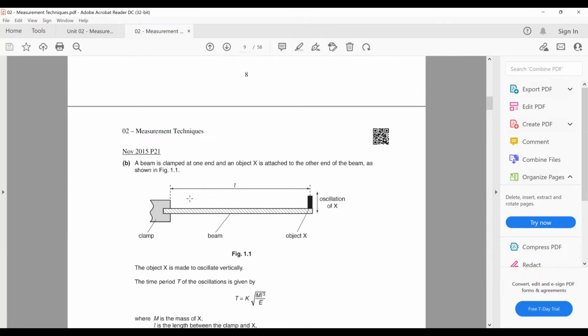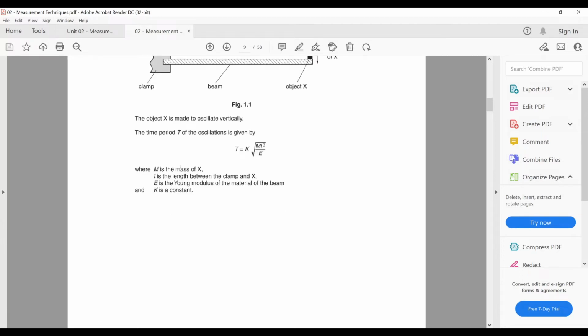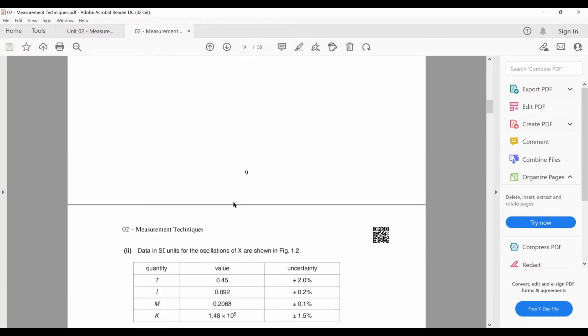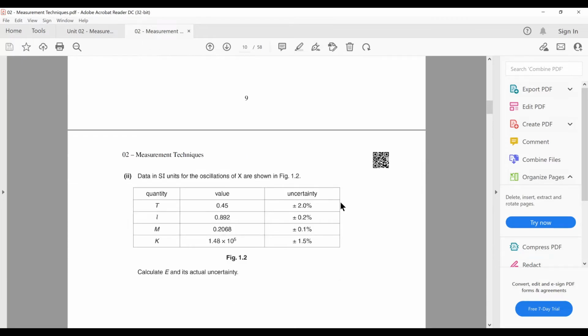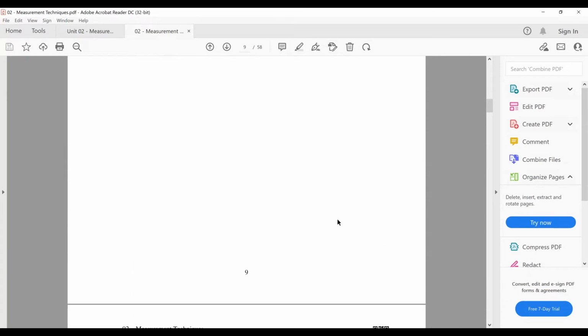Now you have a beam that's clamped at one end and object X is attached to the other end of the beam as shown in figure 1.1. The object X is made to oscillate vertically, and the time period T of the oscillations is given by T equals K square root of ML cubed over E, where M is the mass of X, L is the length between clamp and X, E is the Young's modulus of the material of the beam, and K is a constant. After that, they tell you data in SI units for the oscillations of X are shown. Calculate E and its uncertainty.